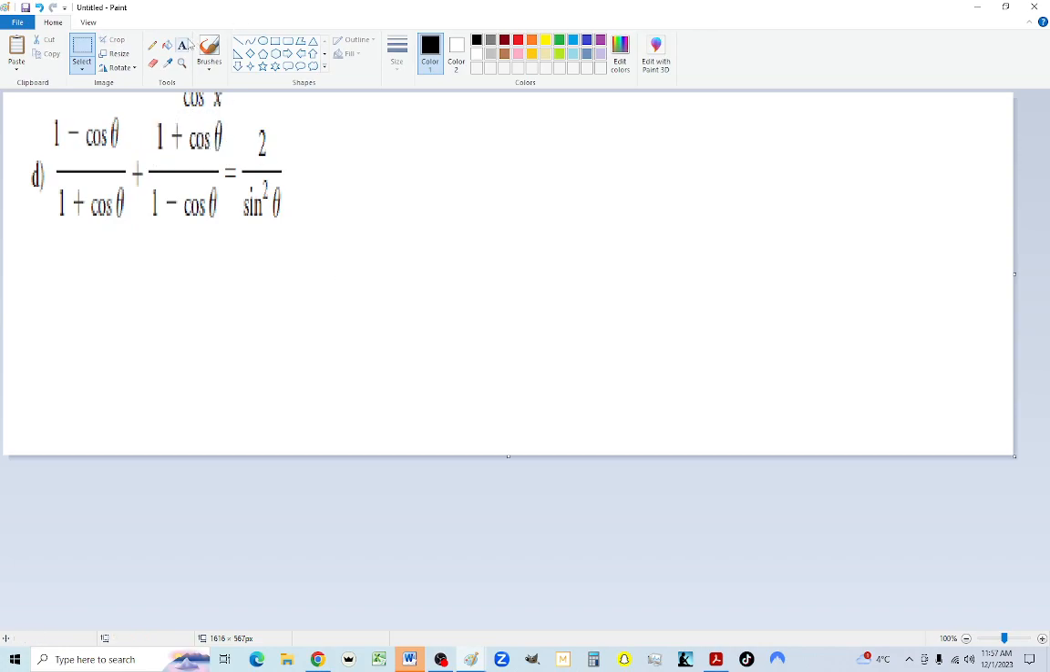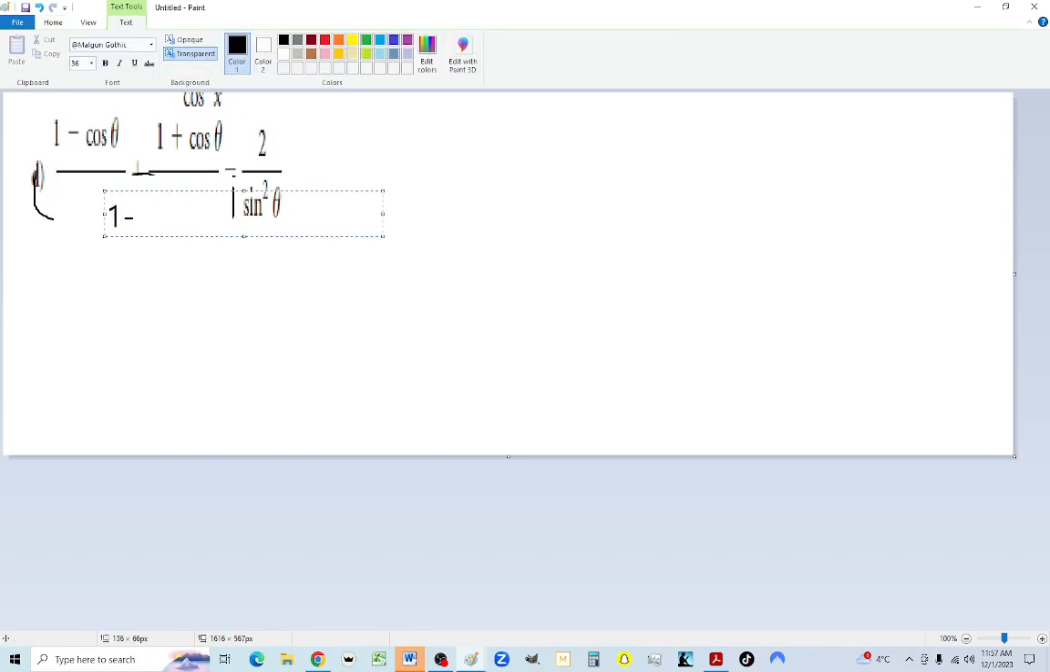And their denominators have to multiply, right? So you get 1 minus cos plus cos minus cos squared. That's a difference of 2 squares. So on the bottom, you get 1 minus cos squared. Guess what 1 minus cos squared is? 1 minus cos squared is the same as sine squared.